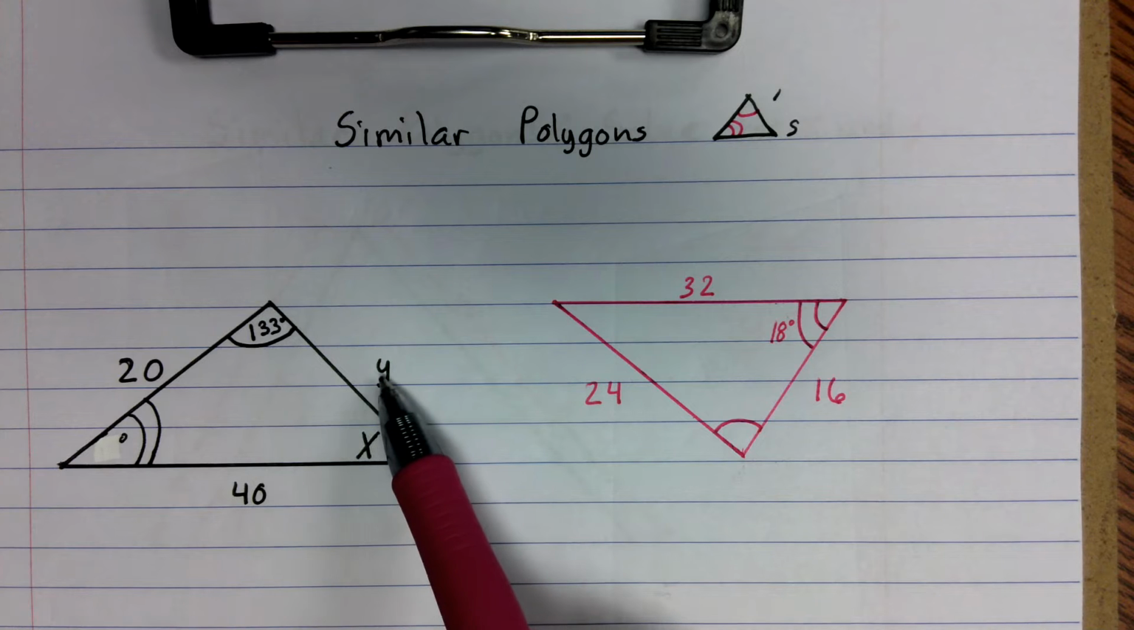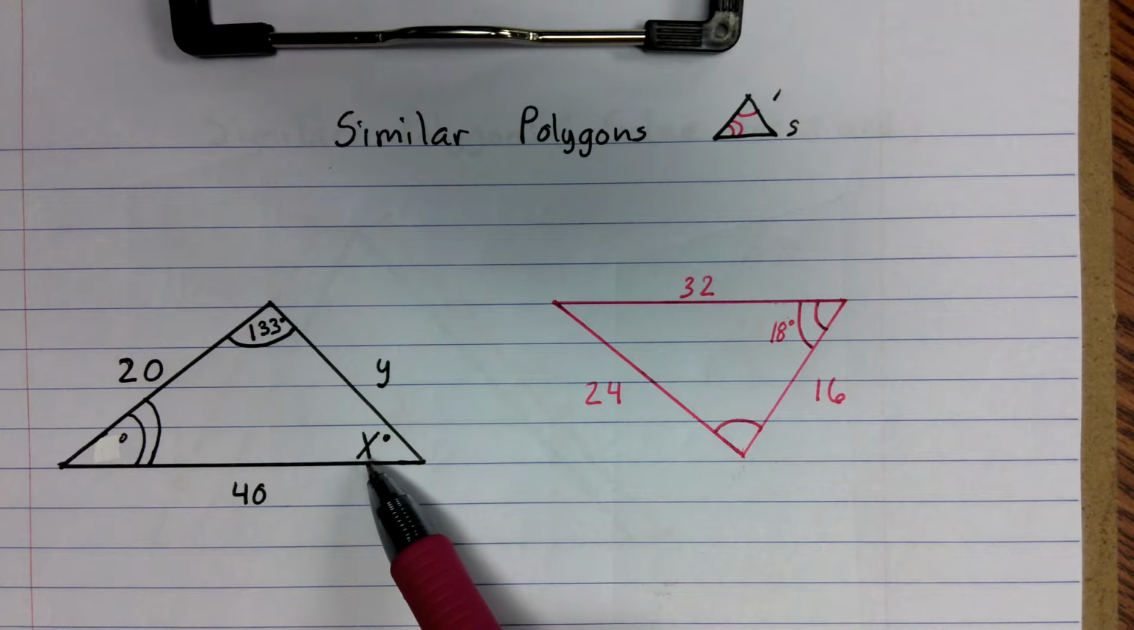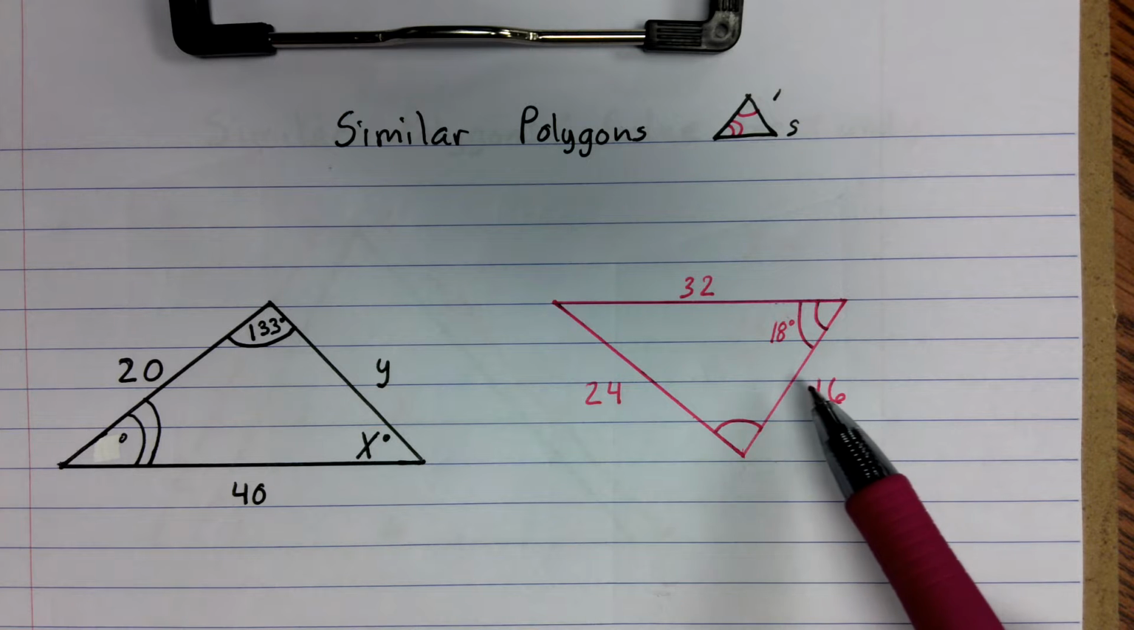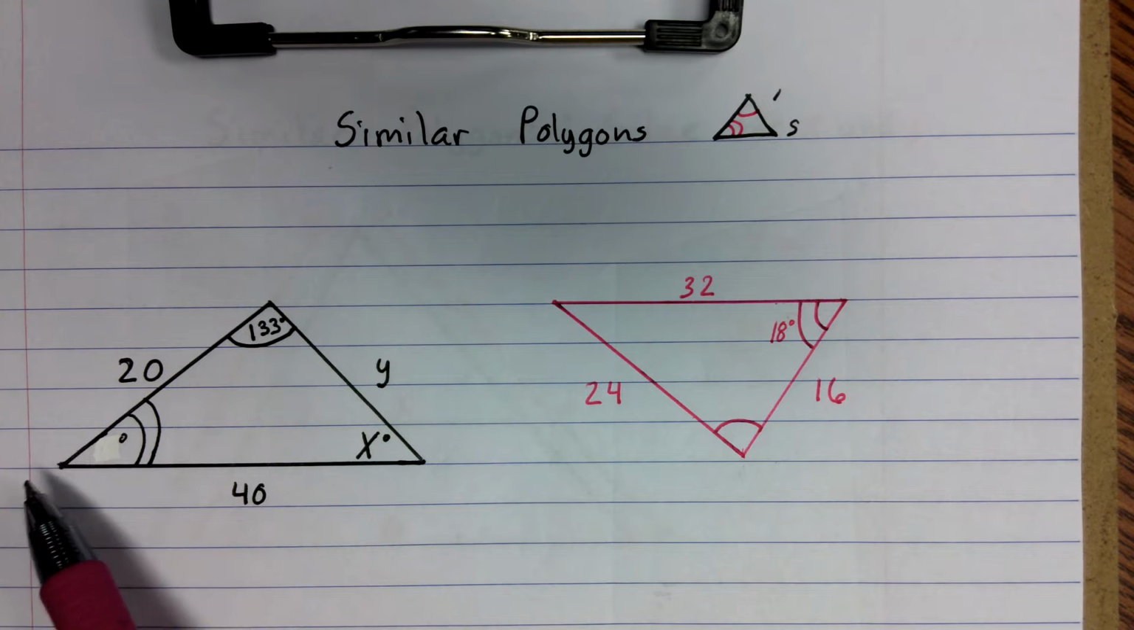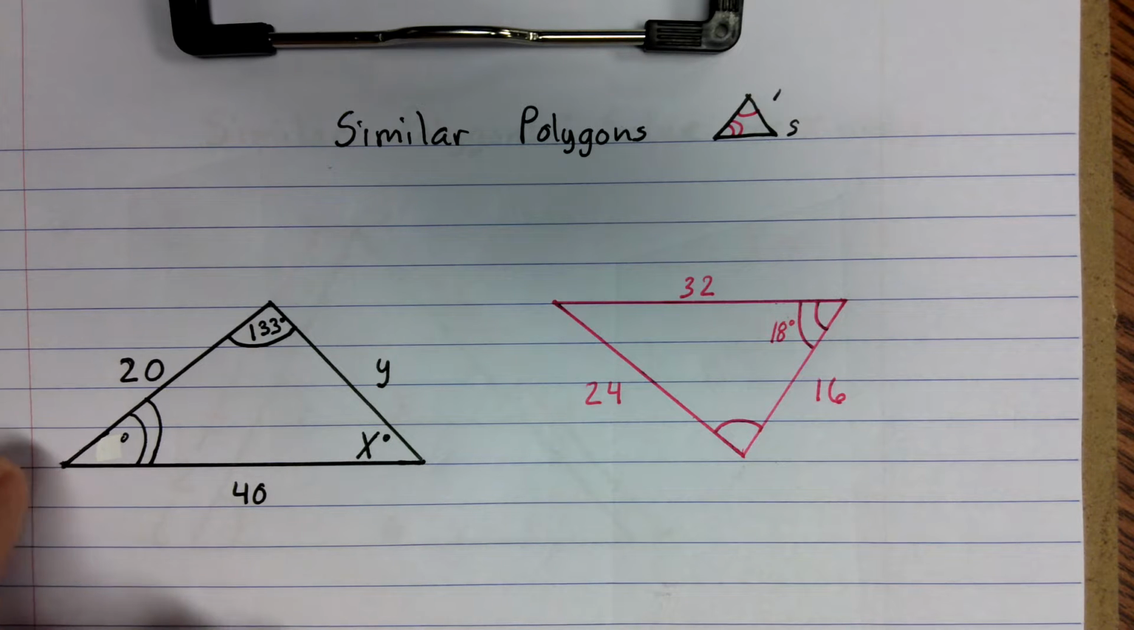Notice we have a y here that's missing, and we have a value of x that's missing as well. So we're going to use those angles to be able to find the sides of this triangle that are proportional. Notice we don't have any letters on it like usual, like A, B, C, or anything like that. So I'm going to show you how we can do that with just the angles.